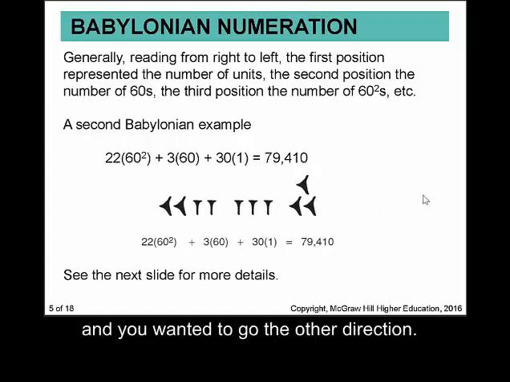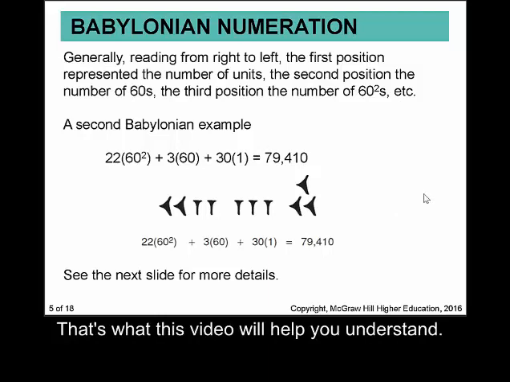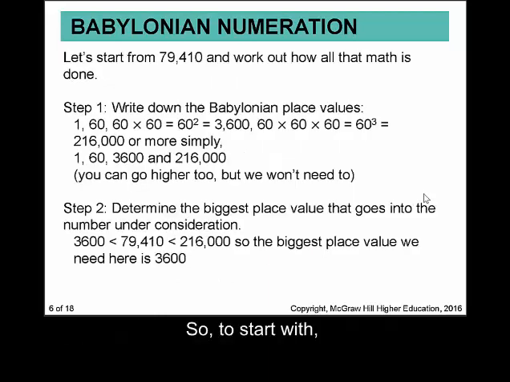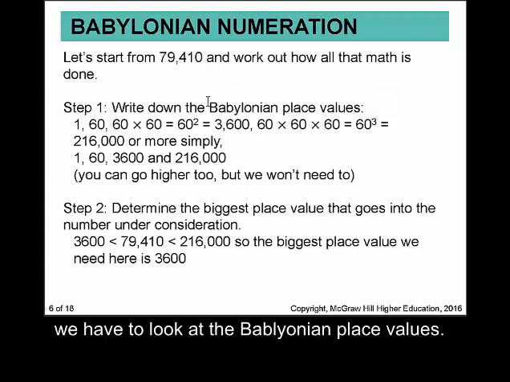But suppose you started with 79,410 and you wanted to go the other direction. That's what this video will help you understand. So to start with, we have to look at the Babylonian place values.